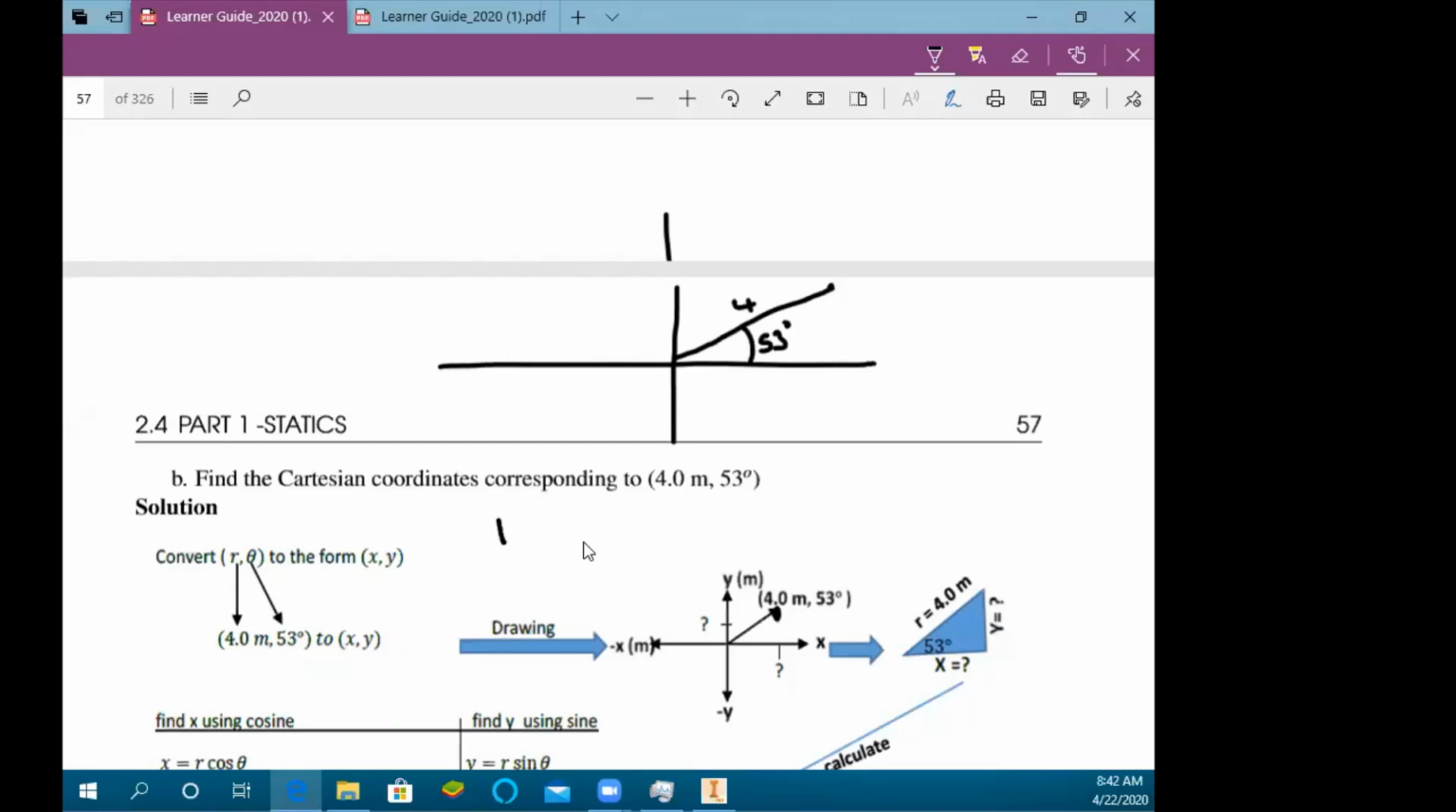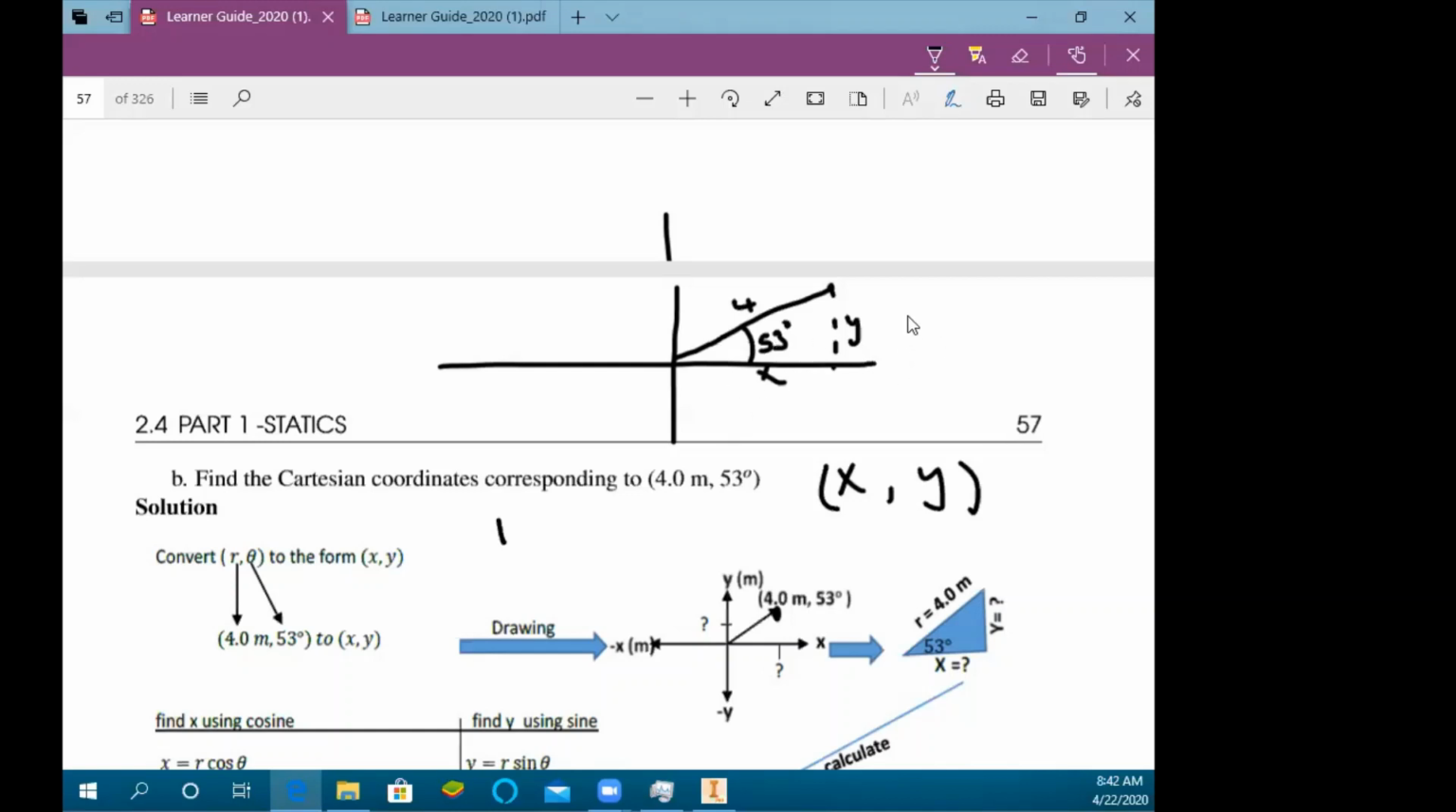They want us to find the Cartesian coordinates, which means they want us to find x, y, right? In this case, this is our x and this is our y. So it's quite easy again. We have a hypotenuse and we've got an angle. This is the adjacent, and this is the opposite. Given the hypotenuse, and you want to find the adjacent and the angle, which ratio do you use? Cos, isn't it?